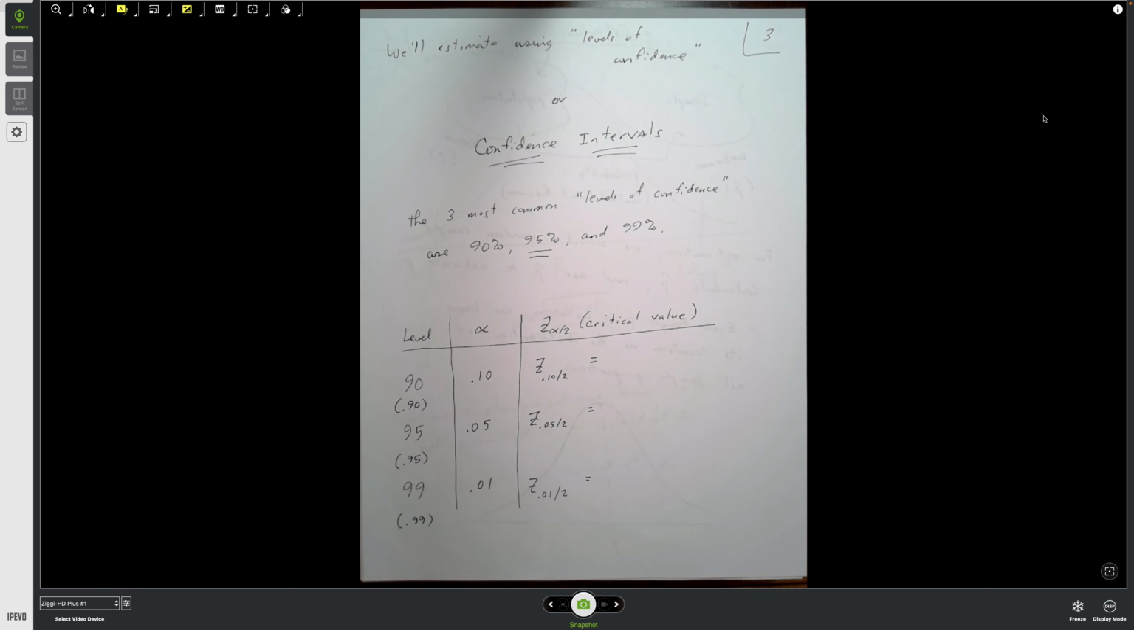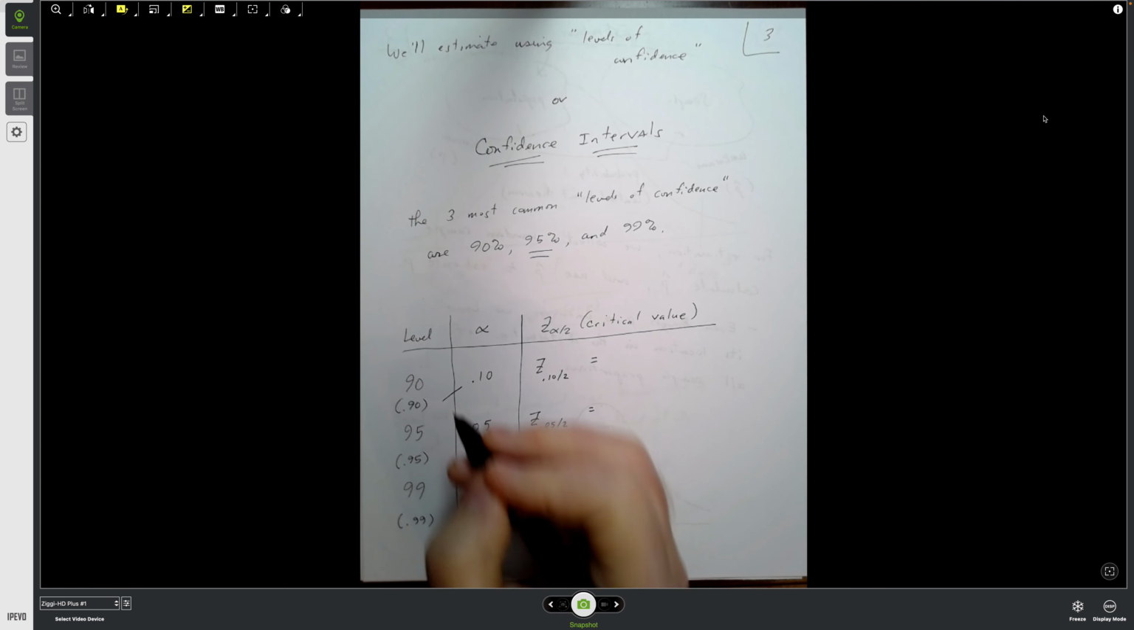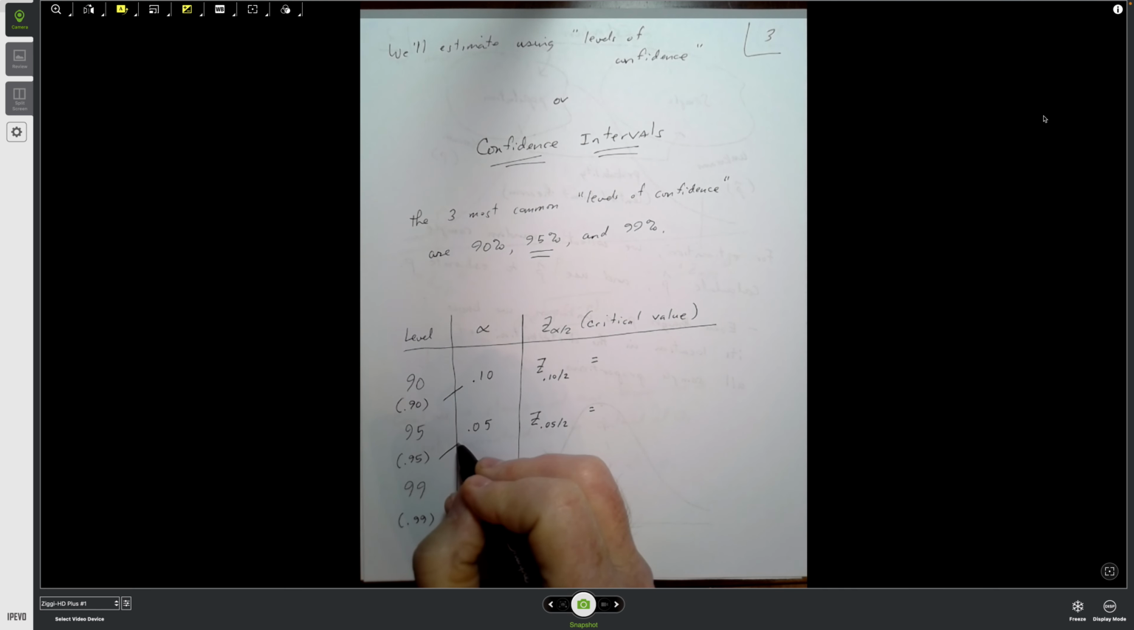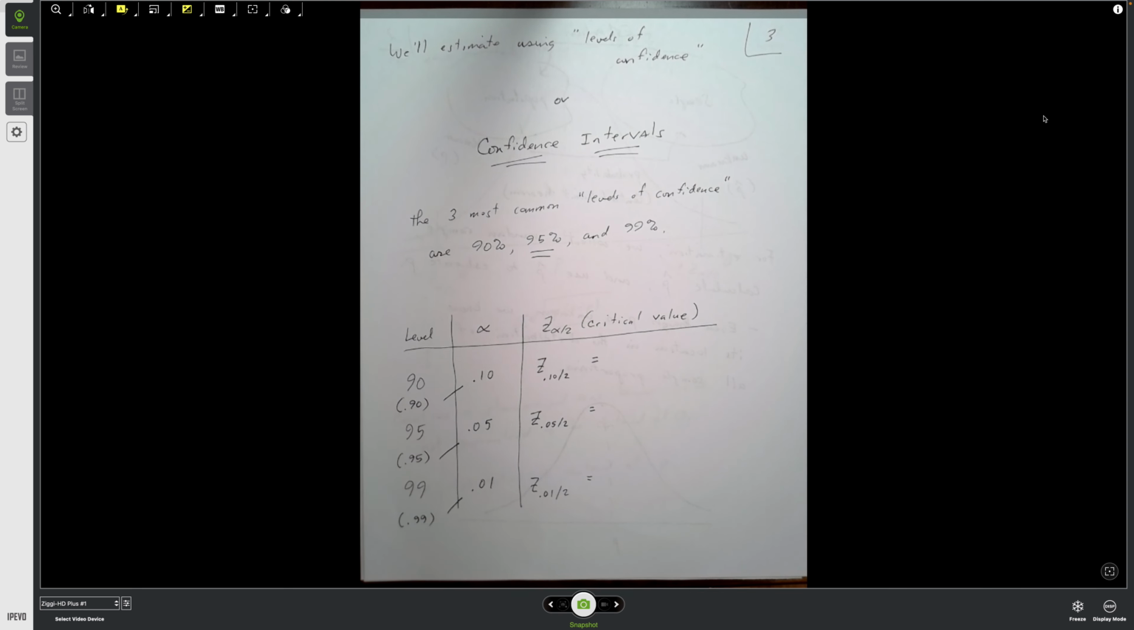to 1. So alpha is, in this case, for 0.90, make sure you know those are connected, 0.10 because those two add up to 1. For 0.95, the alpha is 0.05 because they add up to 1. For 0.99, the alpha is 0.01 because they add up to 1.